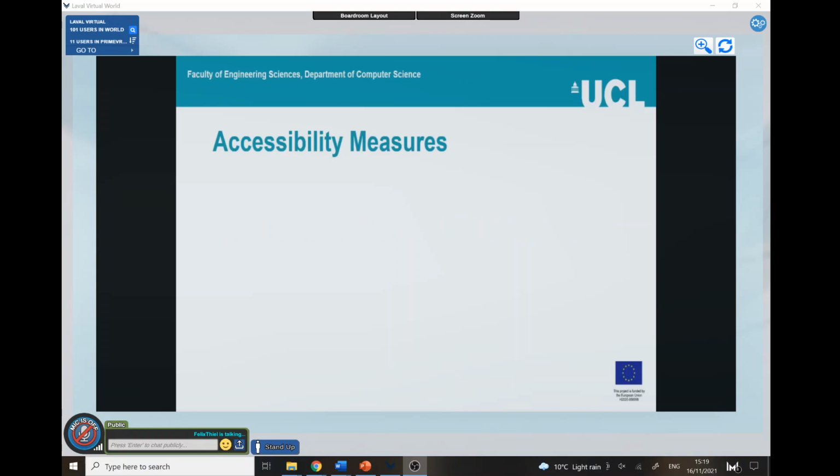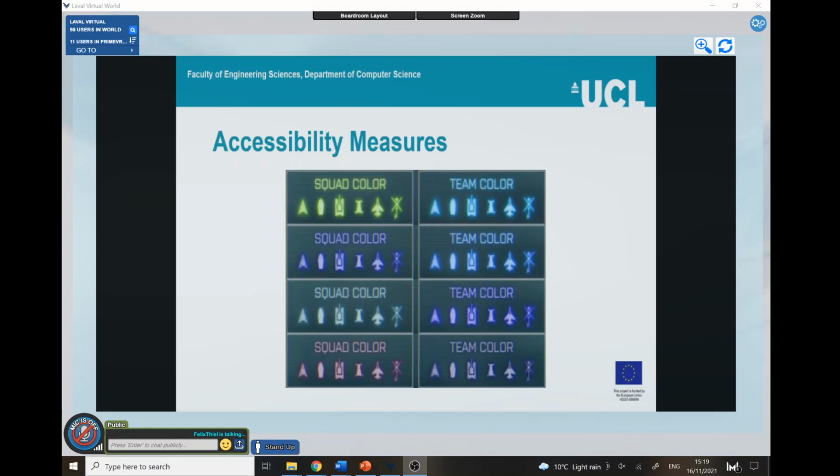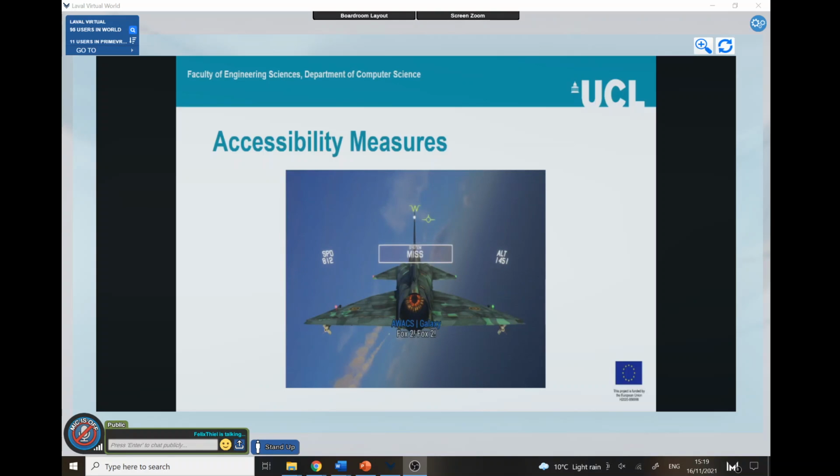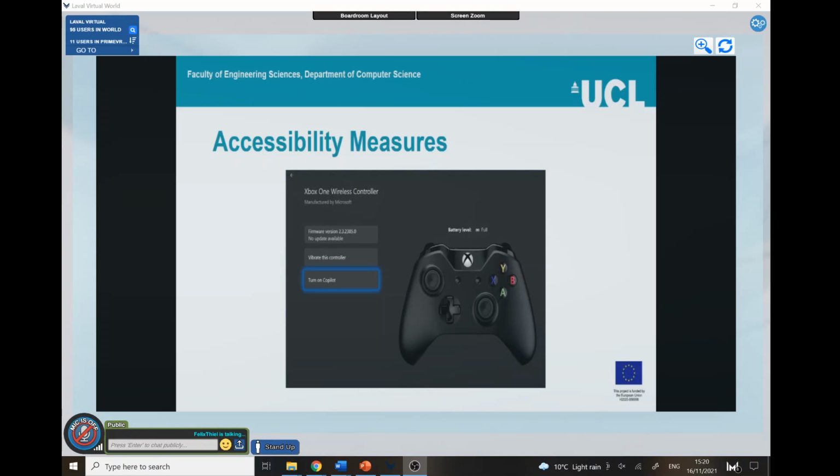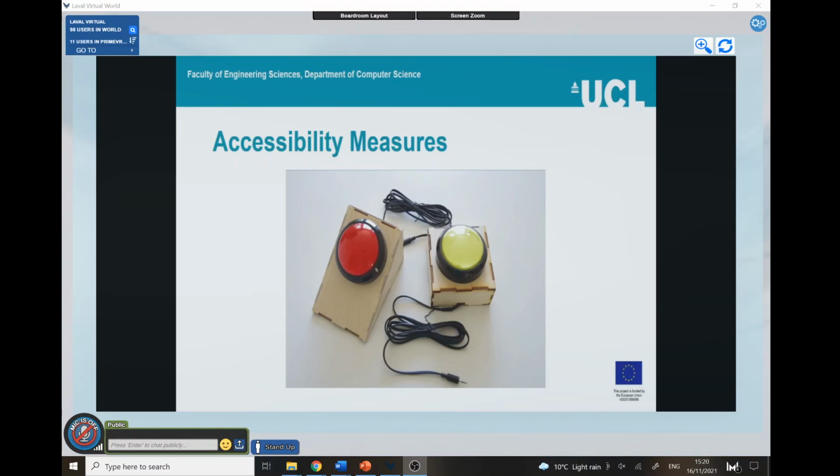You have probably seen most of these measures before, and some of you might even consider them standard by now. One example is different color schemes to help users with color blindness, or subtitles to help users that are deaf or hard of hearing. But there are also more exotic ones, such as co-piloting or bespoke control interfaces.